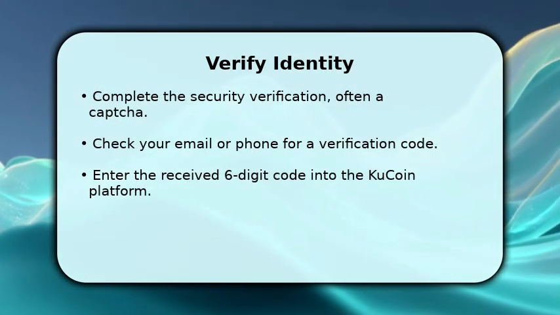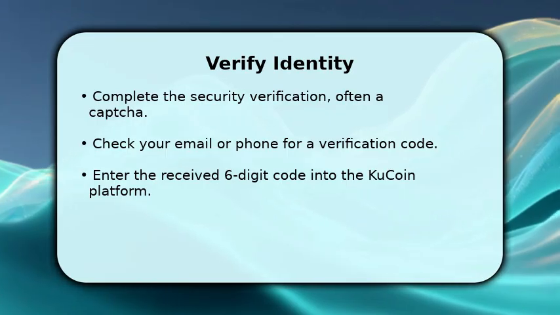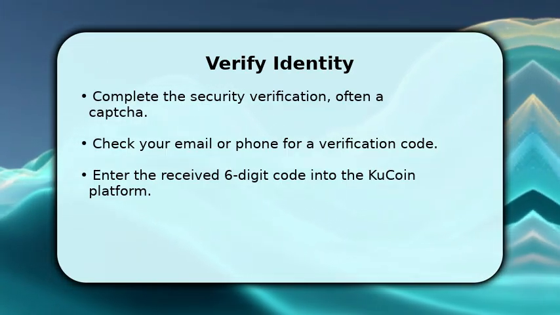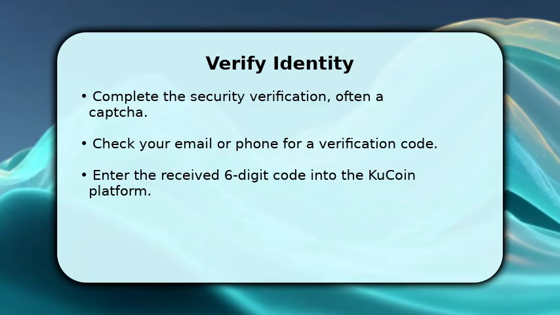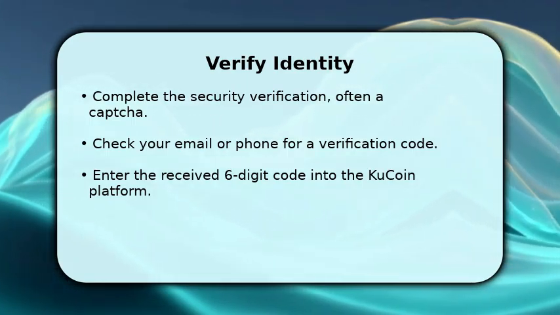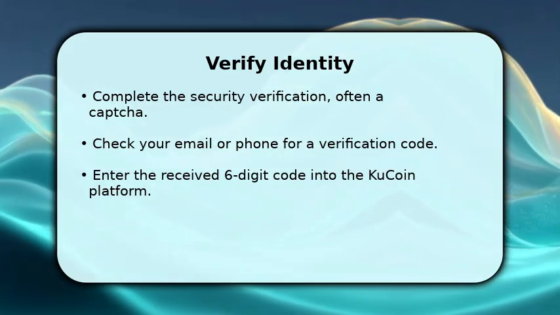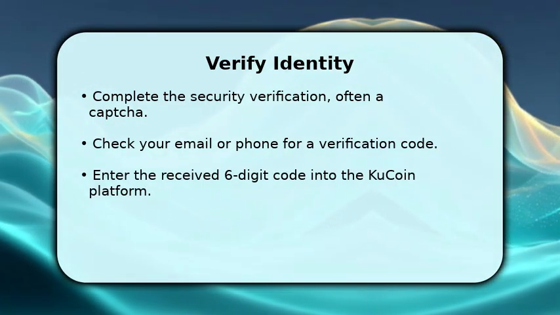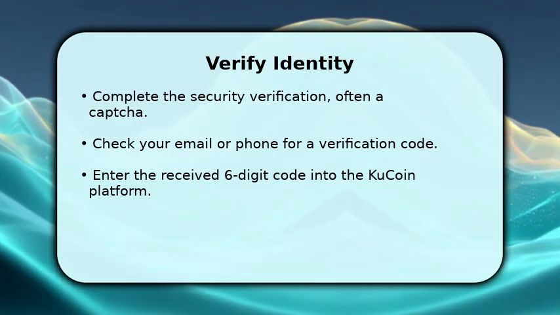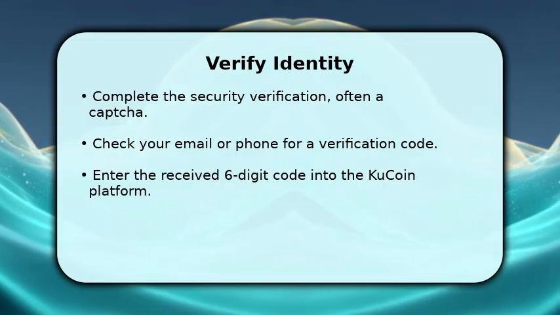After entering your contact information, you'll likely encounter a security verification step, such as a CAPTCHA, to confirm you are not a robot. Once that's done, KuCoin will send a verification code to your registered email address or phone number. Please retrieve this code, which is typically a 6-digit number, and carefully enter it into the designated field on the KuCoin password reset page. This step is crucial for account security.